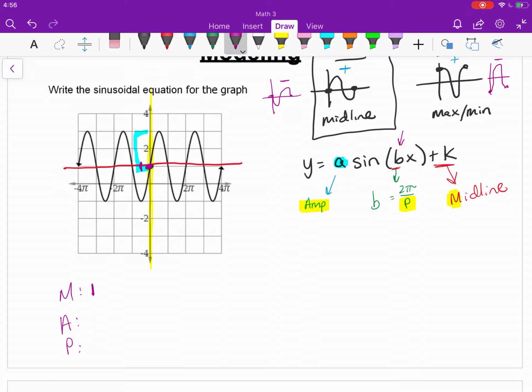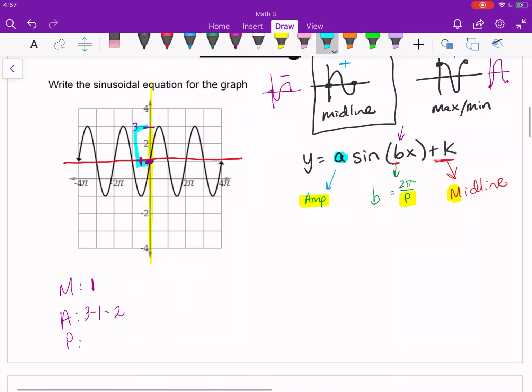Amplitude should be pretty easy. Our maximum is at 3. You're just finding the distance. It's half the vertical distance of the whole graph. You can do that by just subtracting your midline from your maximum, or just counting in this case. There will be some problems where it gets harder that I'll show you later on.